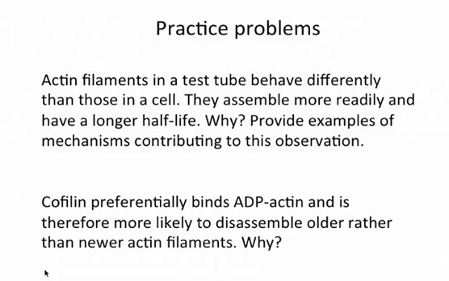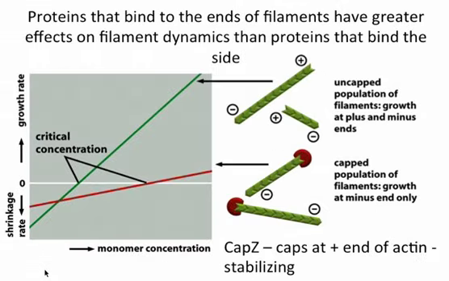I'm just confused. Cofilin likes to bind to ADP actin. It disassembles the older actin because of that fact. Is that clear for everyone? Okay, good. Okay, so capping proteins.